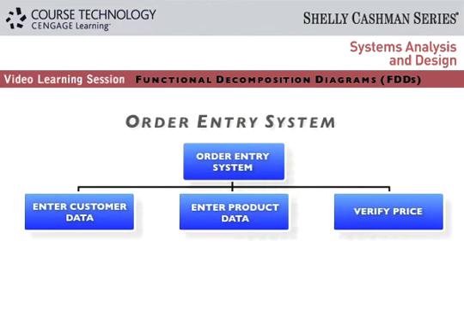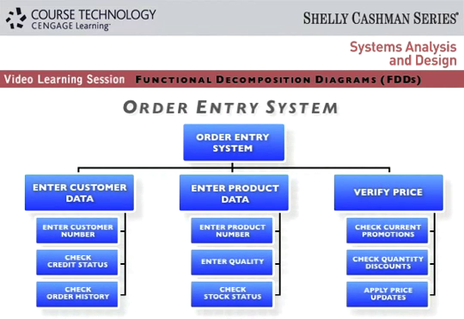Let's try another example, this time with an order entry system. Suppose that you decide to create an FDD based on your interviews with users. When you review your notes, you see that the system has three main components: enter customer data, enter product data, and verify price. Your interview notes also show that when a user enters the customer number, the system checks the credit status and order history.